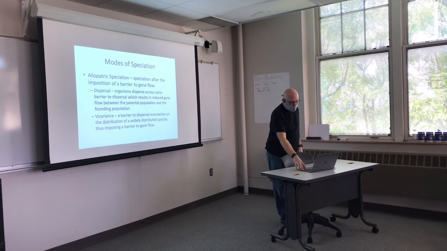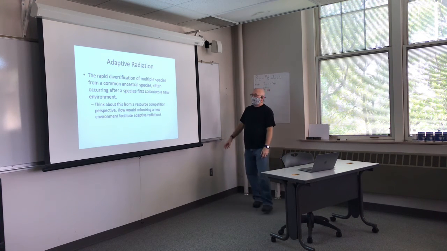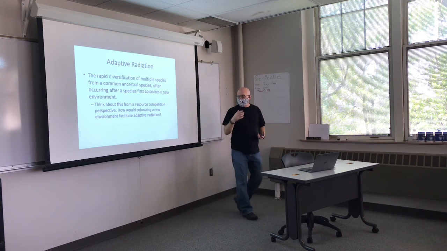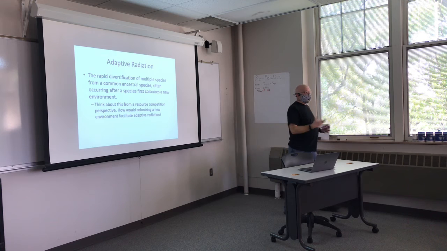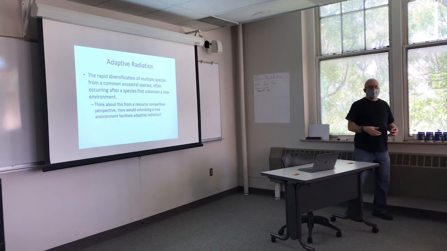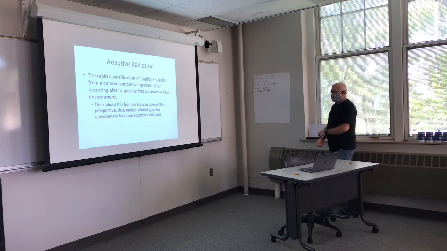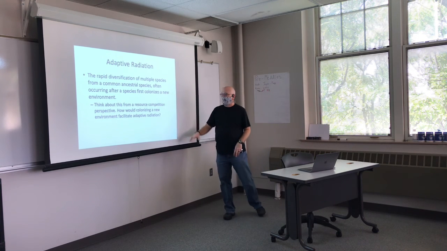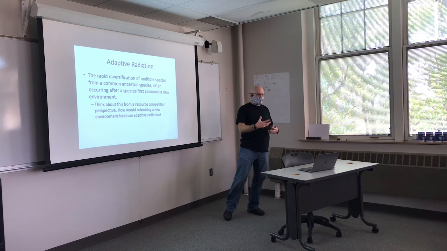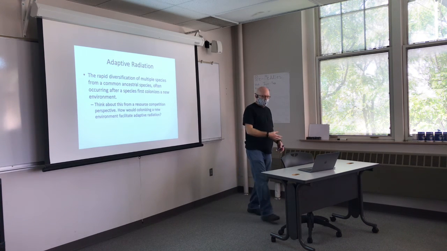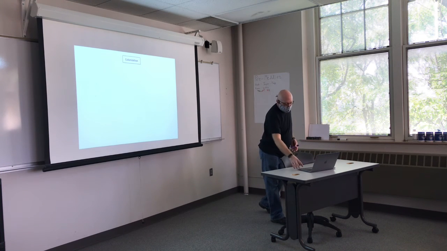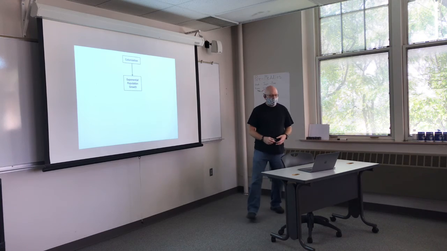So, adaptive radiation. It's a rapid diversification of species from a common ancestor. Oftentimes this happens after that common ancestor colonizes a new environment. So when we think about it from a resource competition perspective, we can think about how this competition affects speciation events. So you have colonization, and then you have exponential growth of the population.